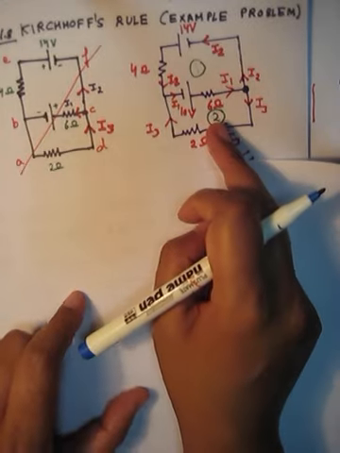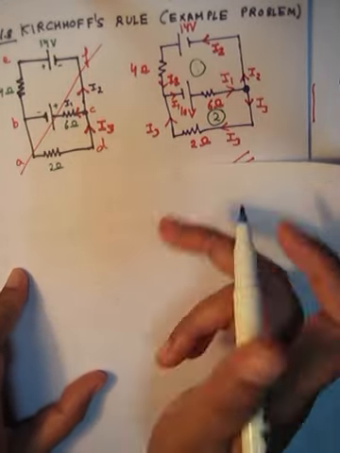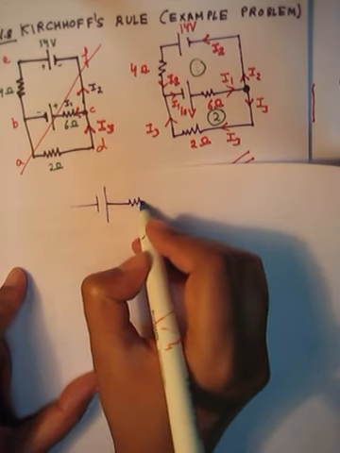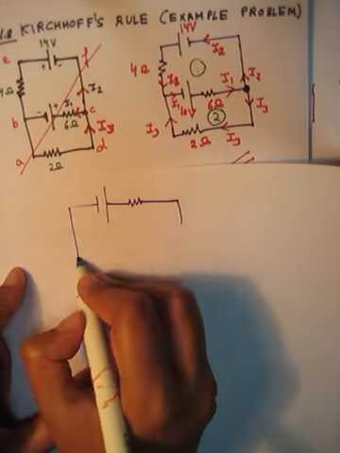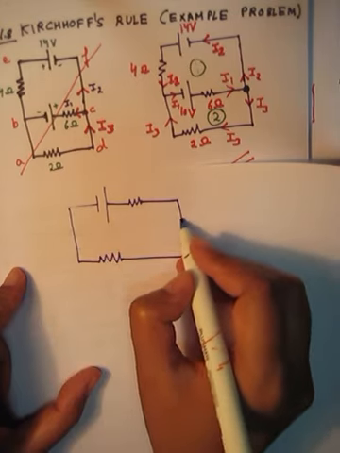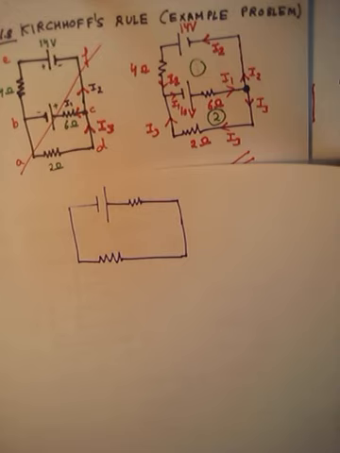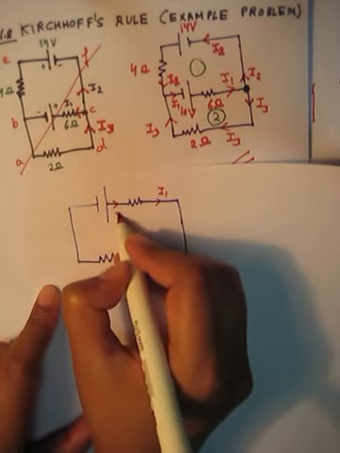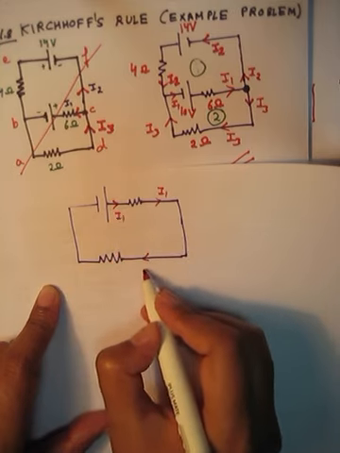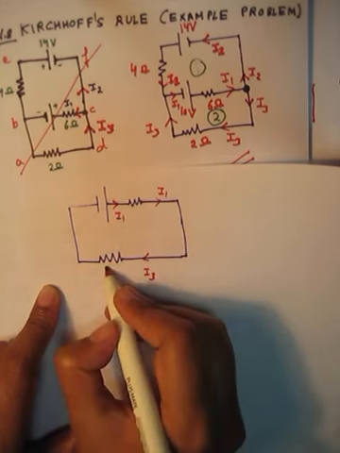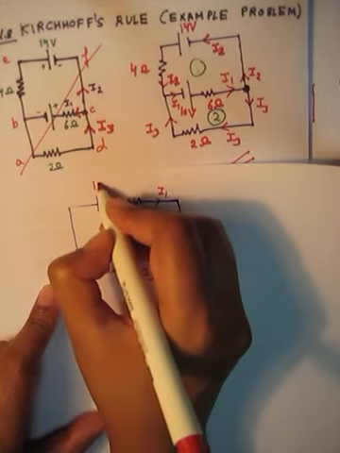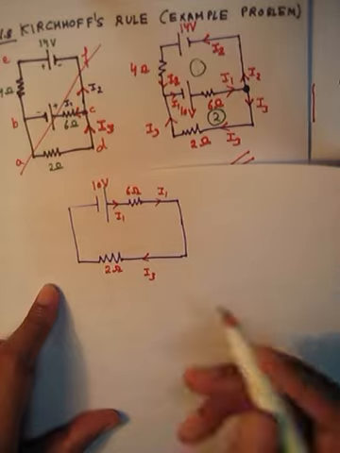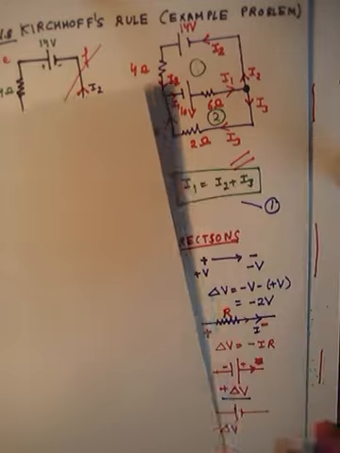So now we're talking about this loop. In the second loop, we have a battery, a resistor, and the direction of current is I1, I3, and it's 2 ohms, 10 volts, 6 ohms. Now let's talk about this resistor in this loop.